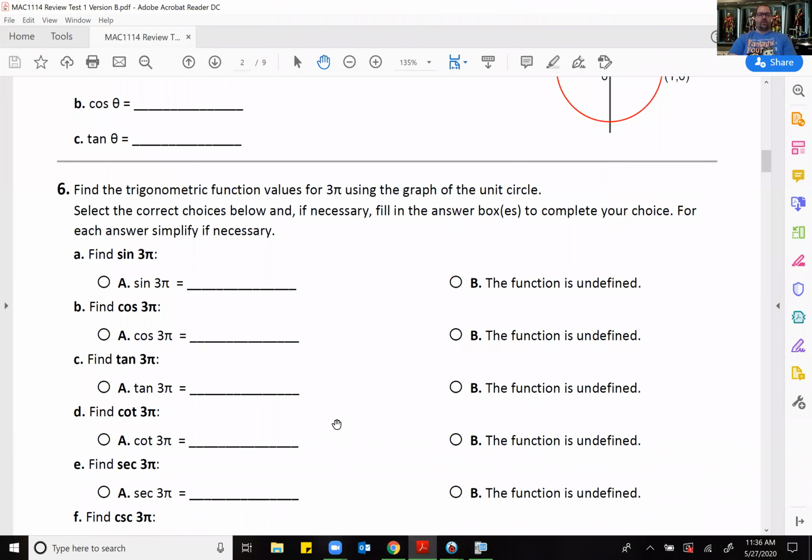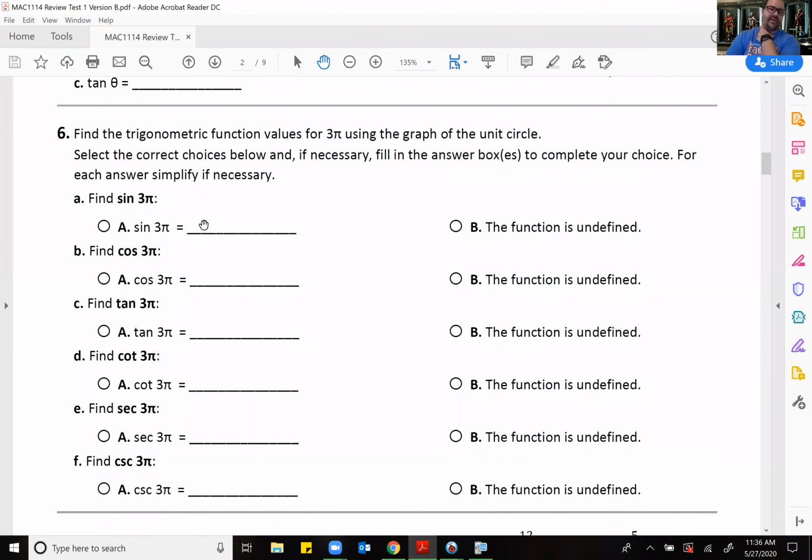So we want to know, what are all the answers to these? Do we get an answer, or is it supposed to be undefined? When we're dealing with this, again, we are on the unit circle, so that's important to know. We want to know, what is sine of 3 pi? I'm just writing this down. Cosine of 3 pi. Tangent of 3 pi. Cosecant of 3 pi. Secant of 3 pi. Cotangent of 3 pi.